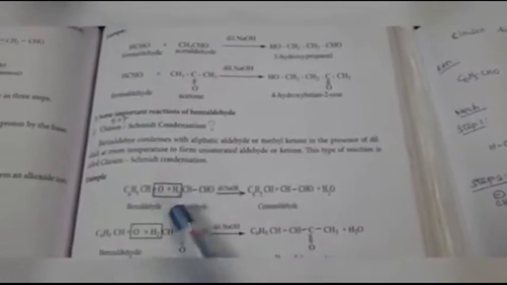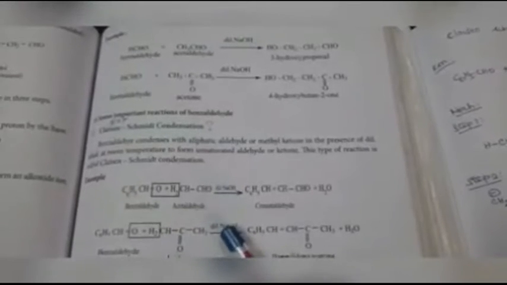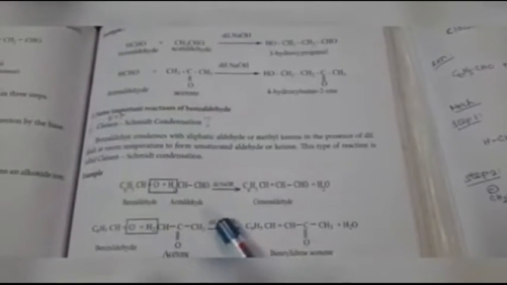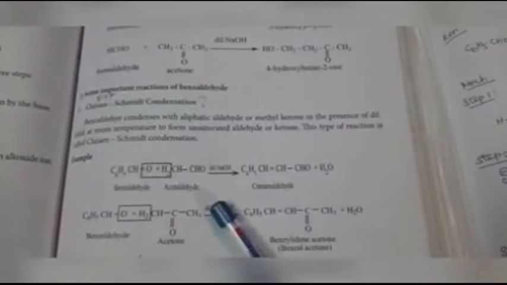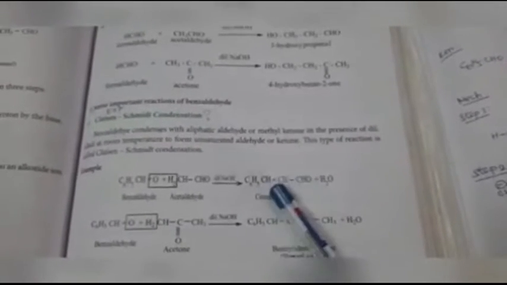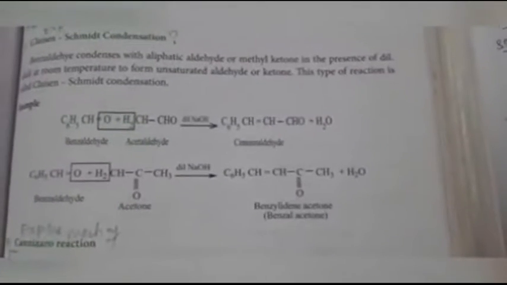Benzaldehyde condenses with either an aliphatic aldehyde or a methyl ketone in presence of dilute alkali NaOH at room temperature to form an unsaturated aldehyde or ketone. So this is an unsaturated aldehyde. Unsaturation means double bond or triple bond. This is an unsaturated ketone. This type of reaction is called Claisen-Schmidt condensation.